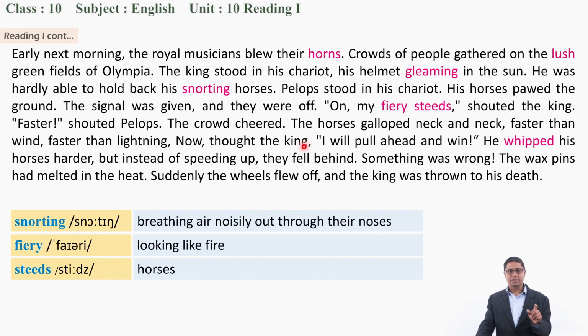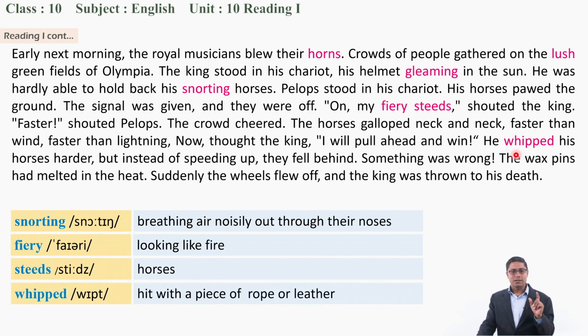Now thought the king, "I will pull ahead and win." He whipped. Whipped means he hit the horses with a piece of rope or leather so that they would run faster. But instead of speeding up, they fell behind. Something was wrong. The wax pins had melted in the heat. Suddenly the wheels flew up and the king was thrown to his death. See there, the king fell off the chariot and died.